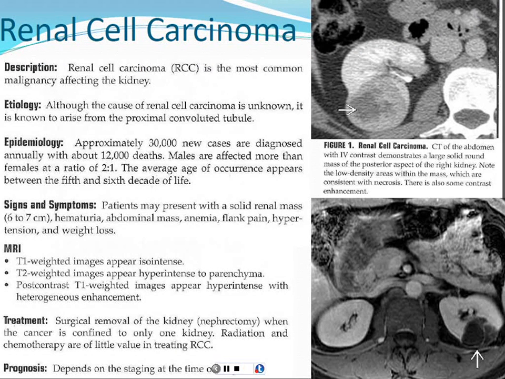So this is an example of a tumor that you can get in the kidney. Renal cell carcinoma is the most common tumor that you can have in the kidney. This is a CT image showing the normal kidney here, and then you see this low density, bulgy looking area back here. That's the tumor, of course. These are usually centered in the cortex.